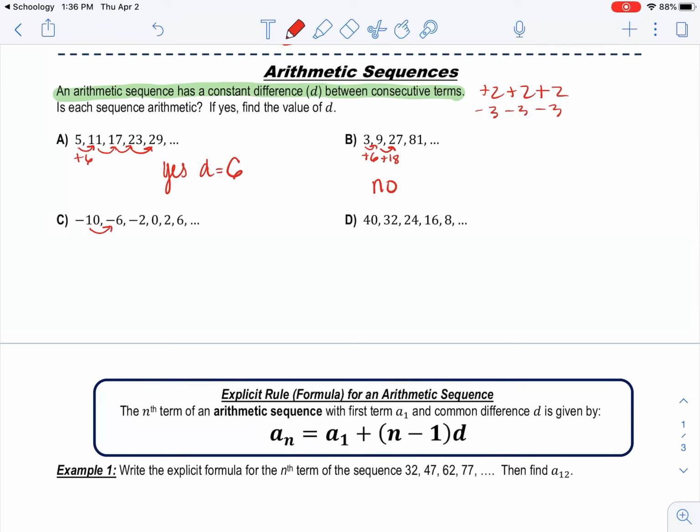All right, next one right here. What do I have to do with negative 10 to get it to negative 6? I would add 4. Let's see if that pattern continues. Add 4, add 2. So nope, this is not arithmetic. This one here, what do I do to a 40 to get it to be a 32? I subtract 8. See if the pattern continues. It does. So yes, this is arithmetic, and the difference is negative 8.